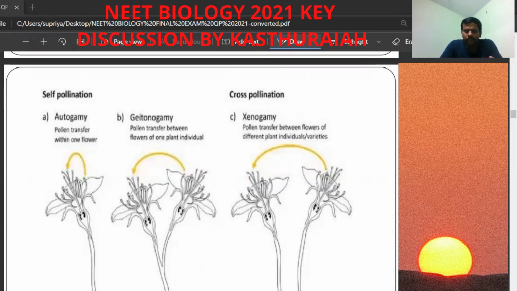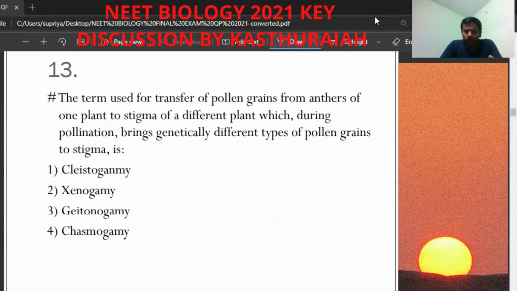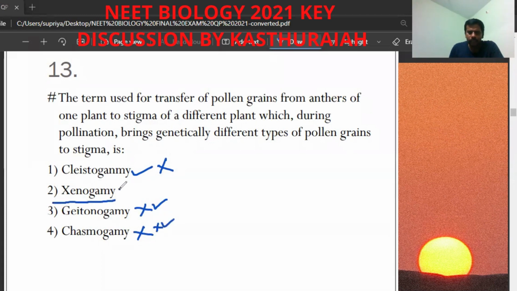Now, when you talk about chasmogamy and cleistogamy, those two are types of autogamy pollination. Now see cleistogamy. These are actually closed flowers. So here there is no genetic variation, and geitonogamy also has not much genetic variation, and chasmogamy also not much genetic variation. And xenogamy is cross pollination, where it brings genetic variations. Now this is the correct option for this question.